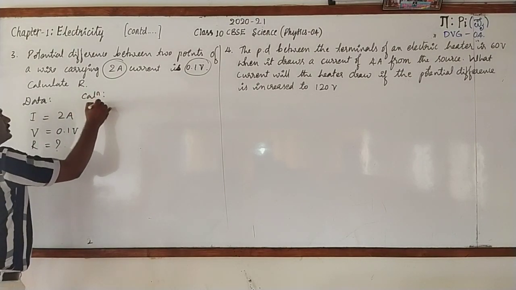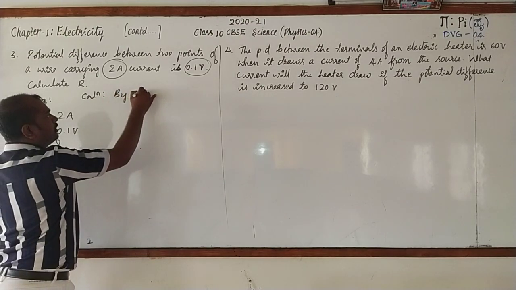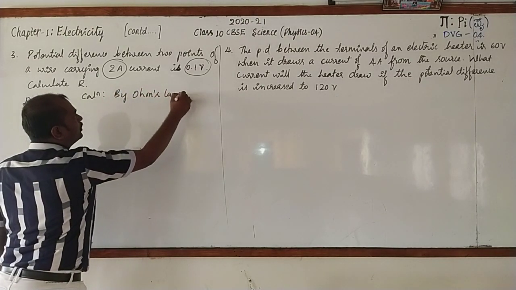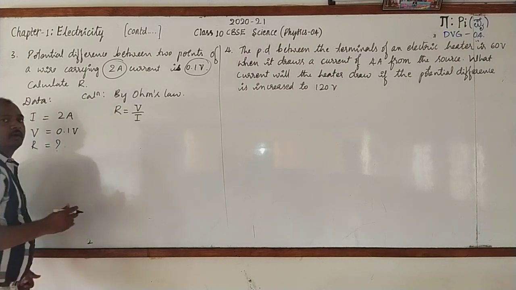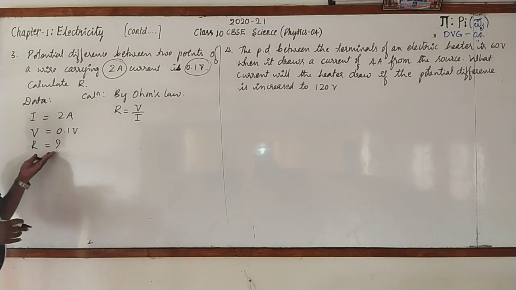Now calculation, again you can go for using Ohm's law. According to Ohm's law, how do you write? R is equal to V by I. You are going to find out R.